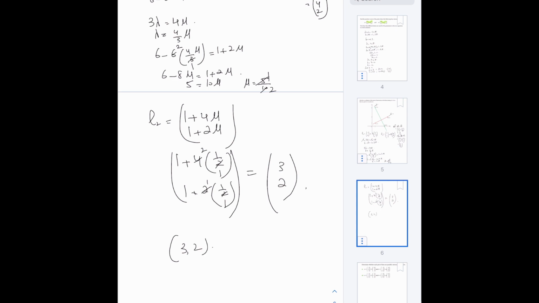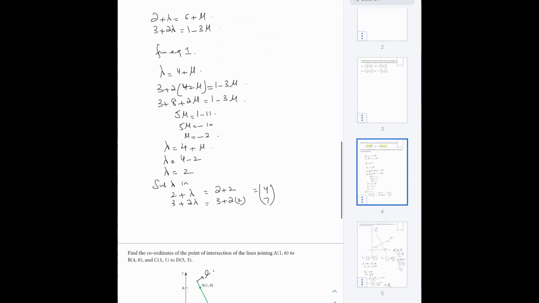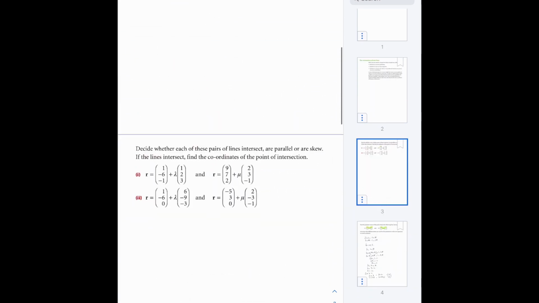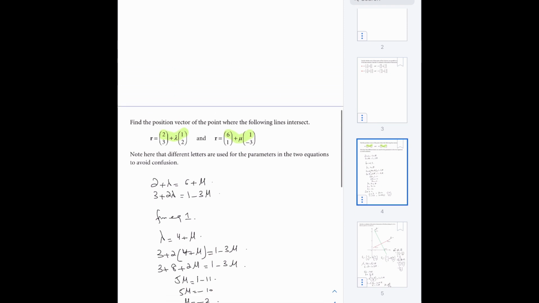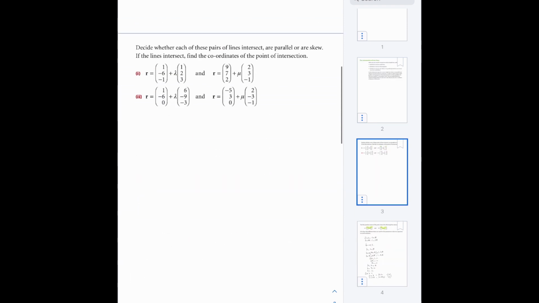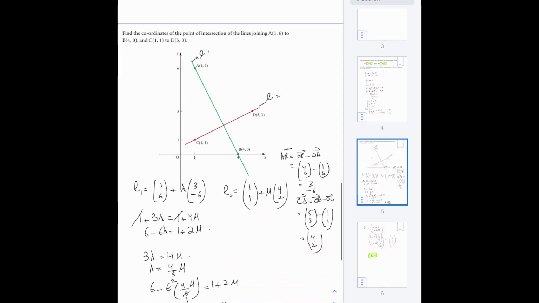Okay. But this question which we have done was in 2 dimensions. Even the previous one which we have done was in 2 dimensions. Okay. Let's move on.